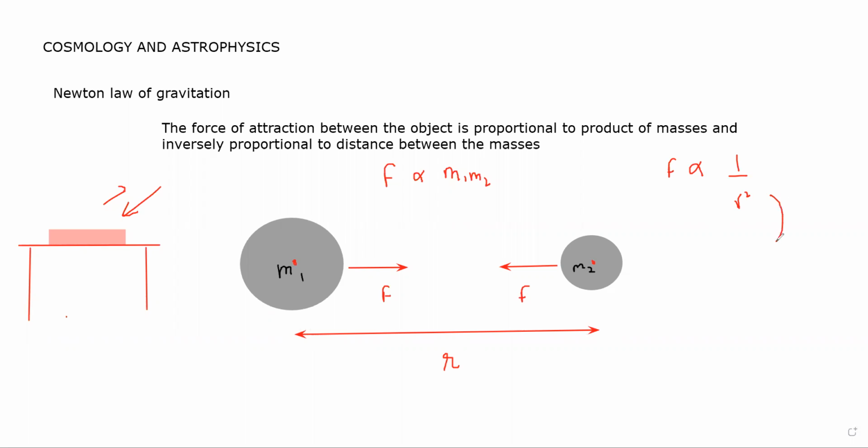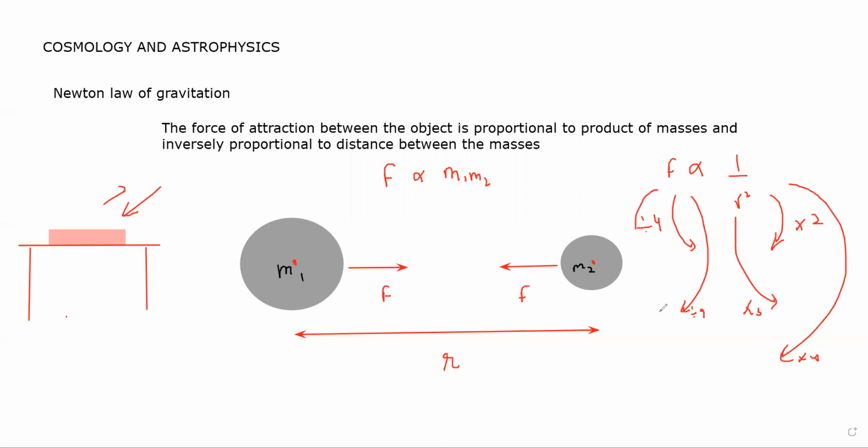Inverse square law means if the distance between the centers of the two masses doubles, then the force decreases by the square. If one is increased, the other will decrease by square. So if distance is doubled, the force will decrease by 4. Same thing, if distance is increased by 3, the force will decrease by 9. If distance is multiplied by 4, then the force will decrease by the square of 4, which is 16. So it follows an inverse square relation.